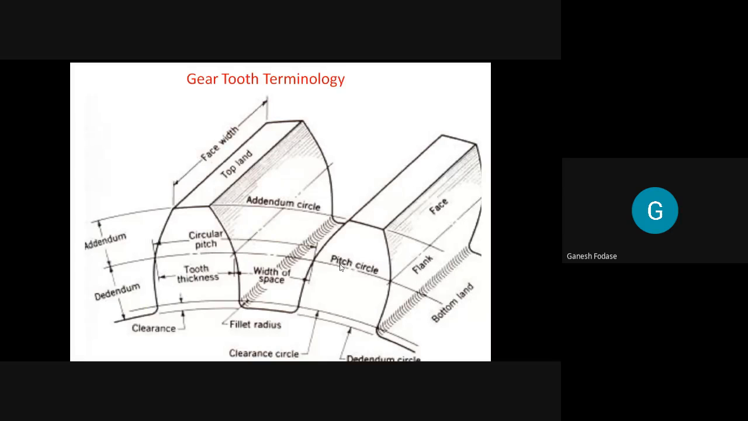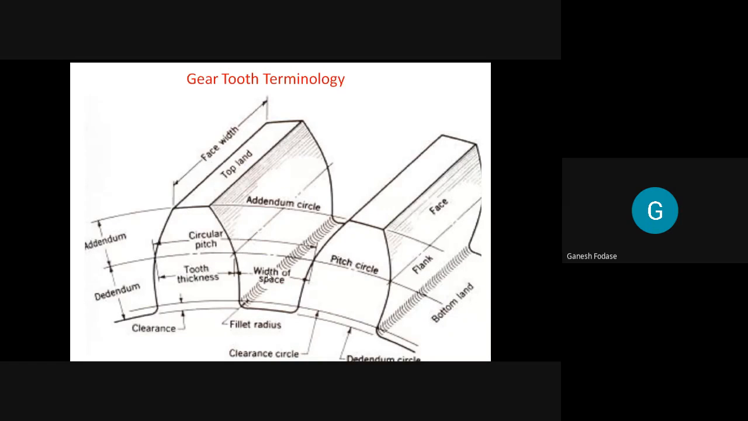Another thing you can see: this is a pitch circle, and one circle also passes through the top of the gear tooth. A circle concentric with the pitch circle and passing through the top of the gear tooth is called the addendum circle. Similarly, a circle concentric with the pitch circle and passing through the bottom of the gear tooth is called the dedendum circle. One more is called the clearance circle. All are concentric circles. The clearance circle passes through the clearance point, which I'll discuss later. So we have seen the addendum circle, dedendum circle, pitch circle, and terms like circular pitch, tooth thickness, and width of space.